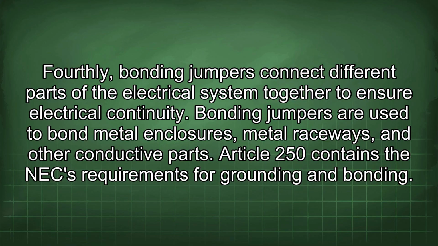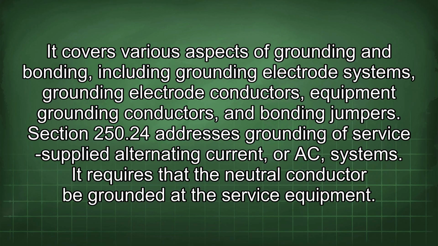Bonding jumpers are used to bond metal enclosures, metal raceways, and other conductive parts. Article 250 contains the NEC requirements for grounding and bonding. It covers various aspects of grounding and bonding, including grounding electrode systems, grounding electrode conductors, equipment grounding conductors, and bonding jumpers. Section 250.24 addresses grounding of service-supplied alternating current, or AC, systems.